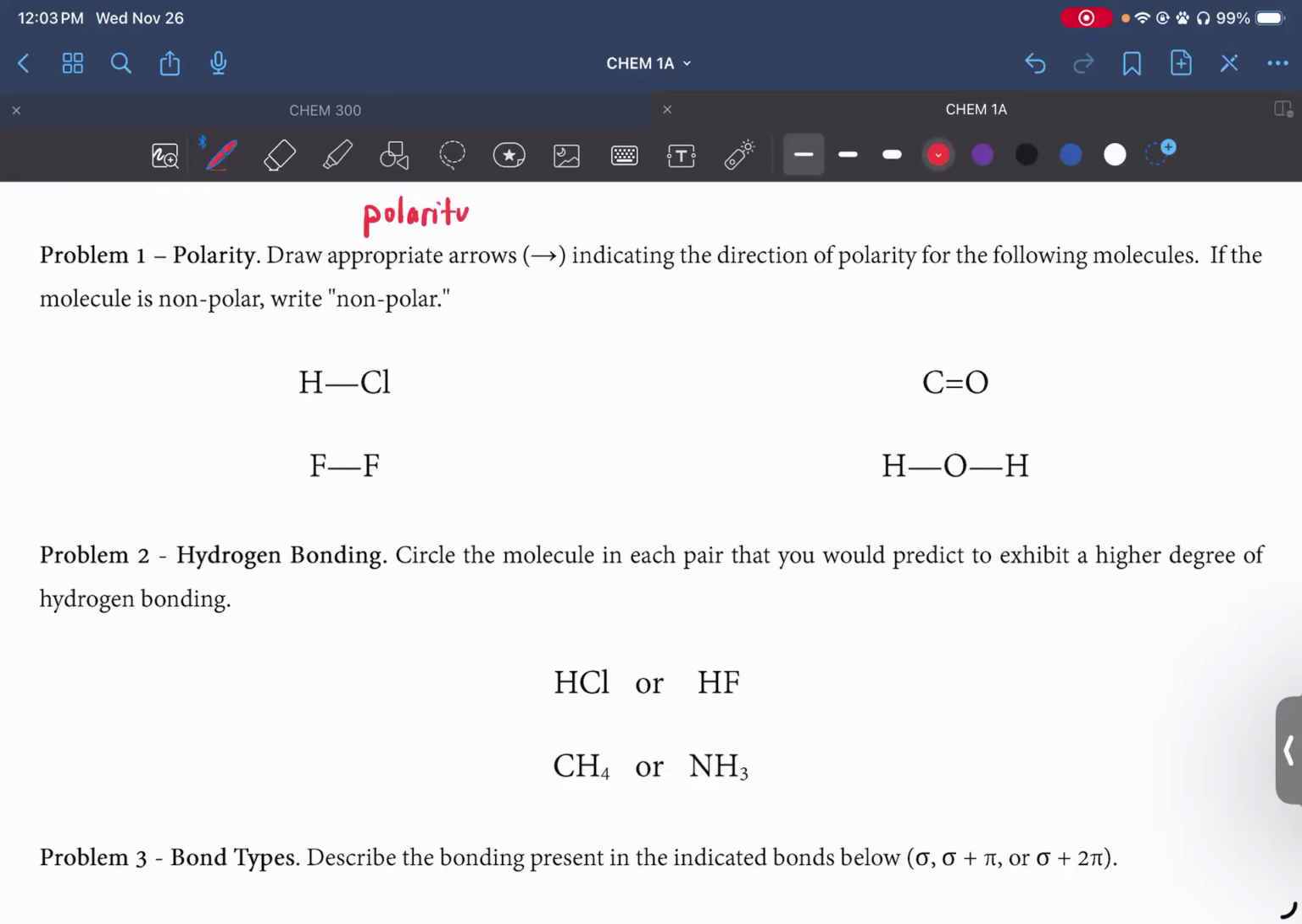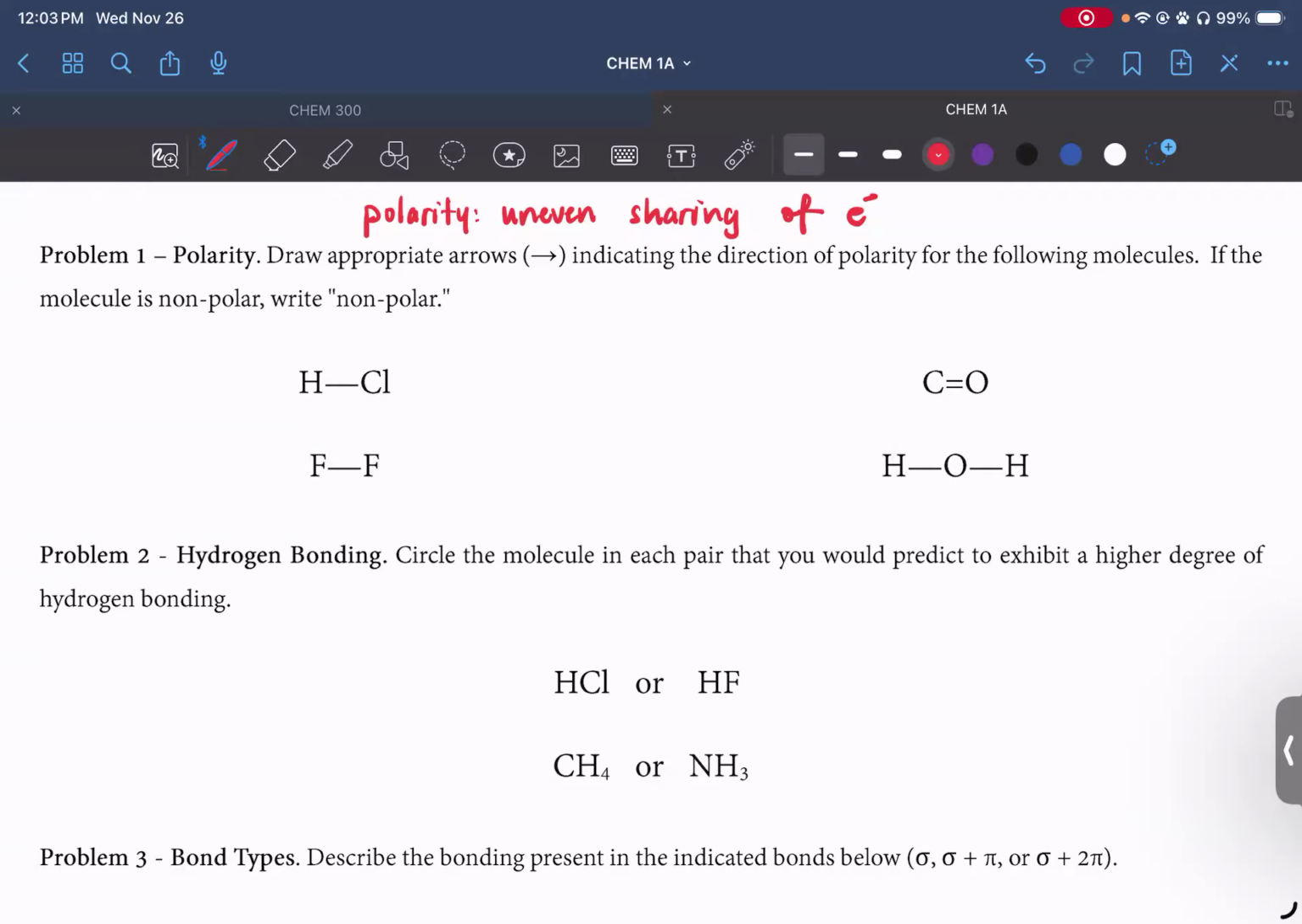Polarity can be described as an uneven sharing of electrons. The idea is that some atoms love electrons more than others, and as a result, they'll pull some of that electron density towards it.